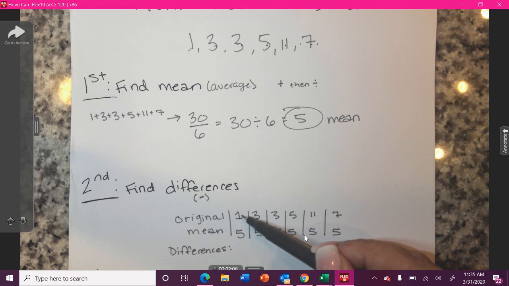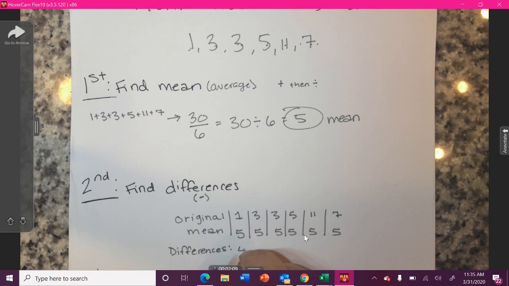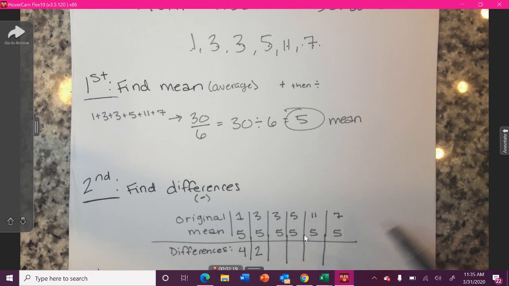The difference between 1 and 5 is 4. The difference between 3 and 5 is 2. Just get a little organized. The difference between 3 and 5 again is 2. The difference between 5 and 5 is 0. The difference between 11 and 5 is 6. The difference between 7 and 5 is 2.